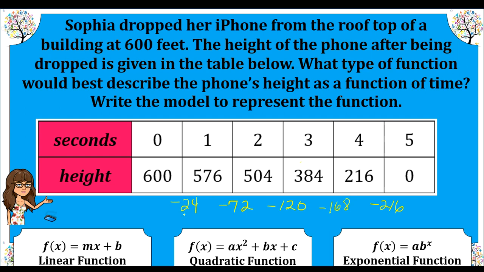Okay, let's see if this thing has a constant second difference. So from negative 24 to negative 72, that's going down 48. Down 48. Again, I can see that I have a pattern of going down 48. So this second difference is constant at negative 48. So this tells me that we have a quadratic function. And the negative 48 helps me find my A value.